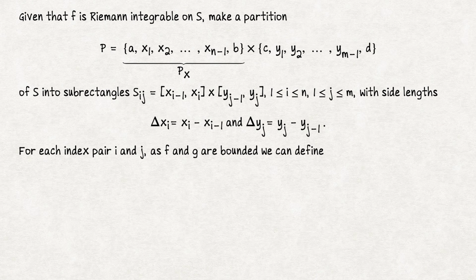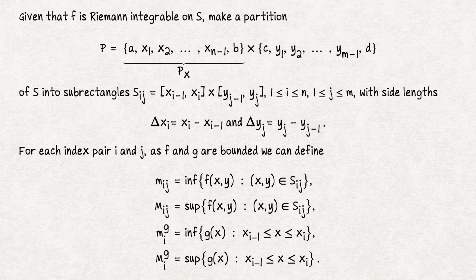Now take any pair of indices i and j. Since f and g are bounded functions, we can define the following family of infima and suprema values. So in the traditional way, we will let little m sub ij denote the infimum of the set of outputs that f takes over the ijth subrectangle. Likewise, capital M sub ij will be the supremum of the set of outputs for f over the ijth subrectangle.